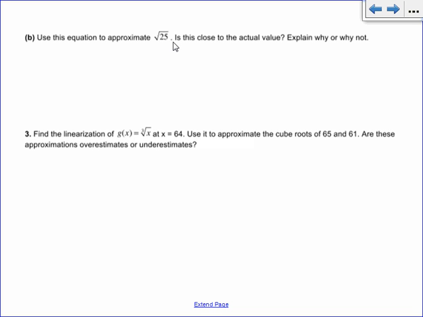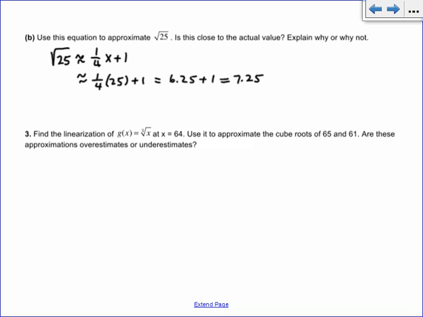All right, so use this equation to approximate the square root of 25. Is this close to the actual value? Explain why or why not. If I'm doing the square root of 25, and I'm using 1/4 x plus 1, that linear approximation I just had, and I plug in 25, I get 6.25 plus 1, which is 7.25. Is that close to the square root of 25? No, not at all. So explain why or why not. Why is this not super close?